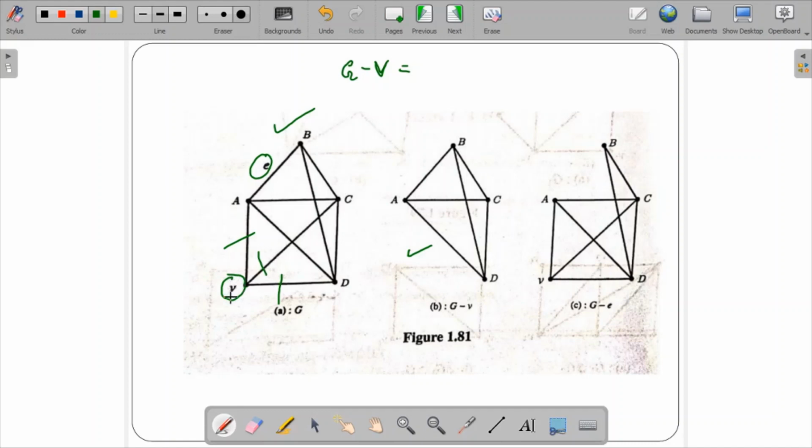Now for example, if I delete V, G minus small v, then I would have only A, B, C, D, and these three edges will not be there, which were connected to V. That is regarding the vertex deleted subgraph. So this is an example for the vertex deleted subgraph. Similarly for an edge, for example, if I just want to remove this edge, G minus E, then this edge will be deleted. So this is an example where an edge is deleted, but it will not delete any vertex from that particular graph.